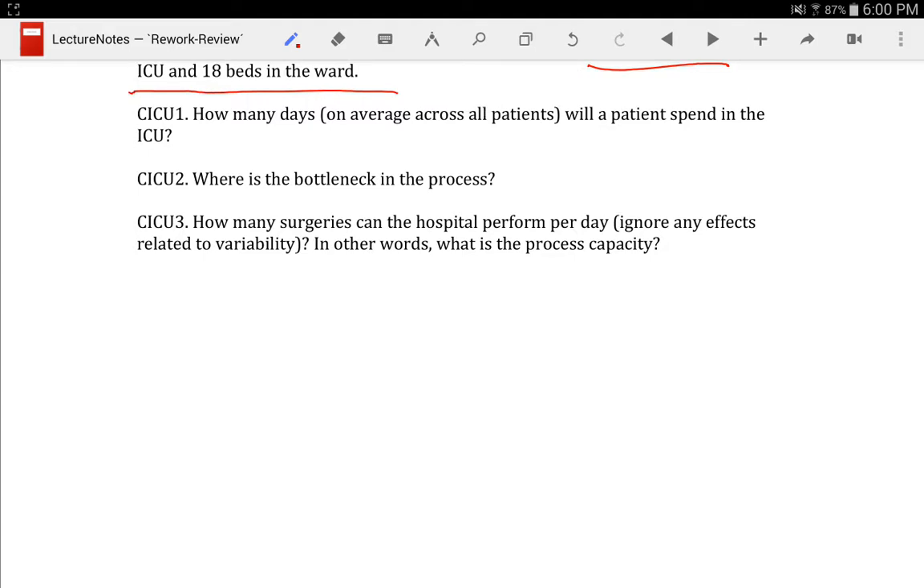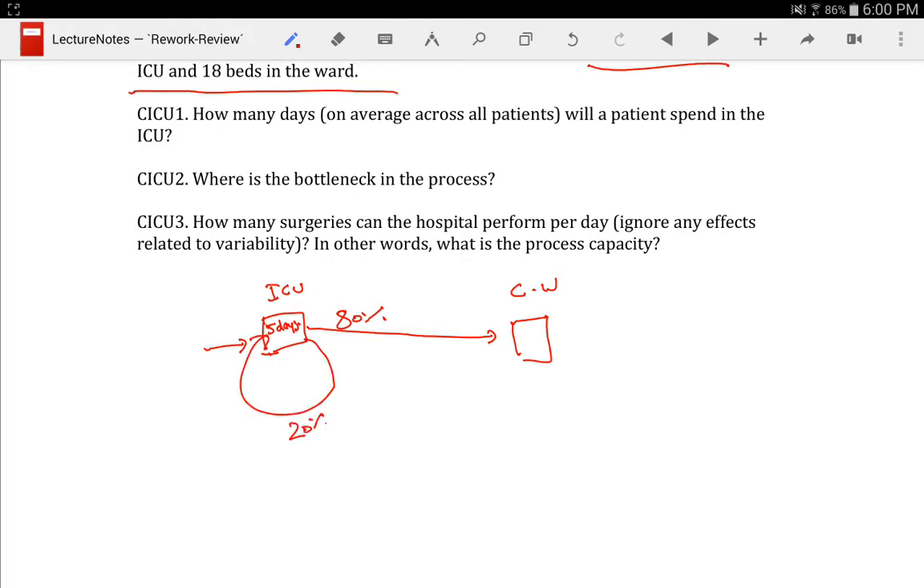So what is happening here is, there is ICU and there is cardiology ward. In this, on average, people stay there for 5 days. 80% of the people move on to the cardiology ward. But 20% of the people, instead of moving on, have to stay there for another 8 days, making it altogether 13 days.